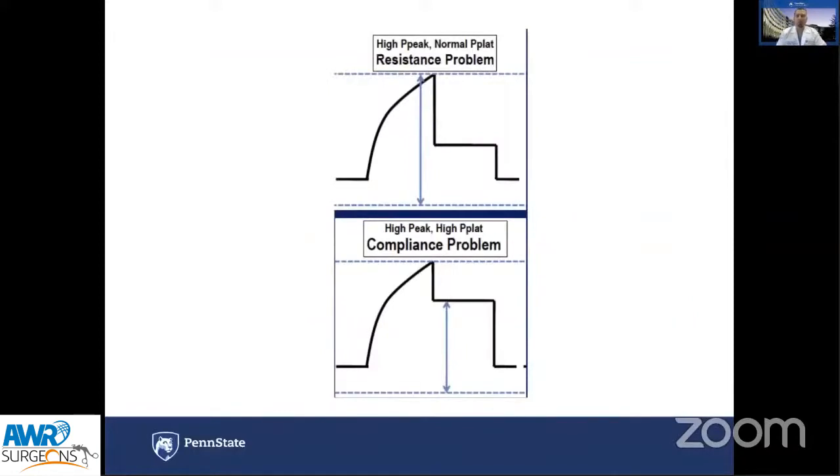Here we see 2 different volume breaths with 2 different issues. At the top of the graph, you see that there's a resistance issue because there's a big difference between the peak inspiratory pressure and the plateau pressure. Whereas in the bottom, which is usually more relevant for abdominal surgery, you have a compliance issue since both the peak and the plateau pressure are elevated. And I'll come back to this graph a little later.